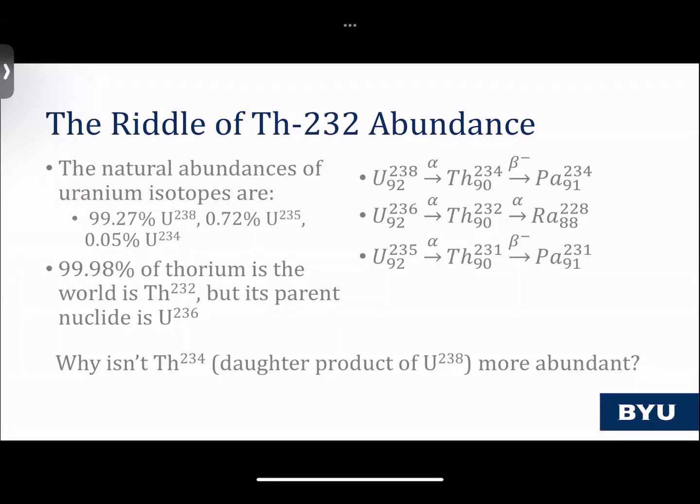But almost all of the thorium on Earth is thorium-232, but its parent nuclide is 236. So why do we have so much thorium-232 and not a bunch of thorium-234, which would come from the uranium-238, which we have a lot of? So there's a lot of that around. Why don't we have a lot of thorium-234? Instead, there's almost none. I can't even tell you the percentage of 236, it's so tiny on Earth. So why do we have a bunch of thorium-232?